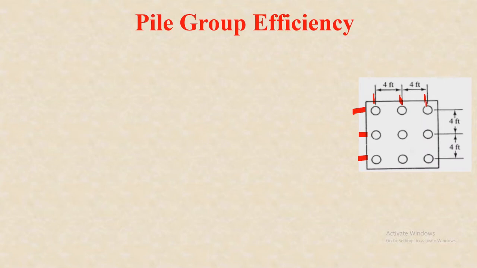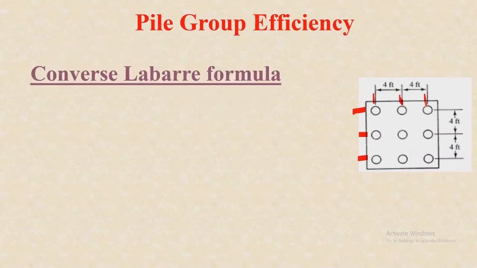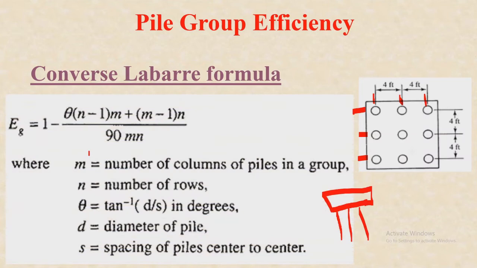So how can we find the pile group efficiency? For this I have a very simple correlation which was given to us by Converse-Labarre. The Converse-Labarre equation is used for freestanding piles. Piles which are not connected by a pile cap are known as freestanding piles. The correlation is in this form, in which Eg represents the pile group efficiency. It is equal to 1 minus theta into (n minus 1) into m plus (m minus 1) into n, divided by 90 mn.